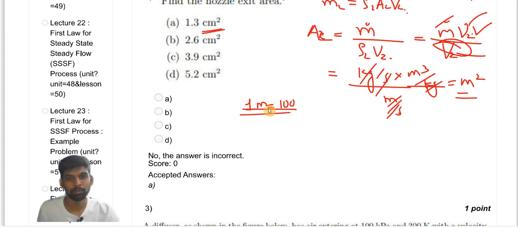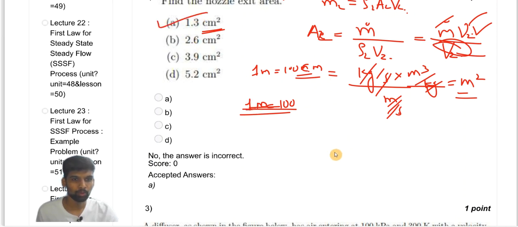Okay, whatever it may be, just look at it, or let me check. Yes, I was correct. 1 meter is equal to 100 centimeter. Okay, so just put it here, so that you will get your answer in centimeter square. Okay, so this will be the correct answer.